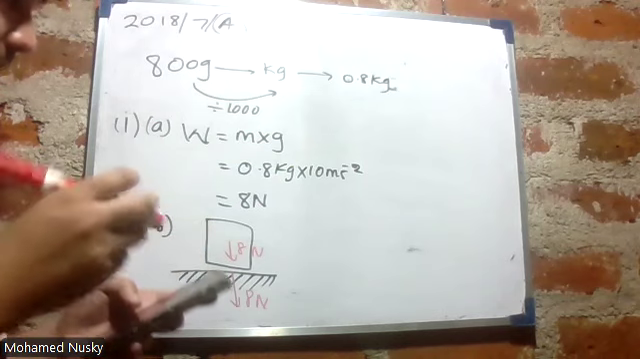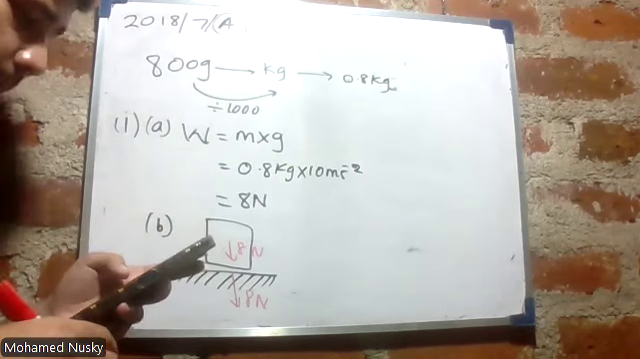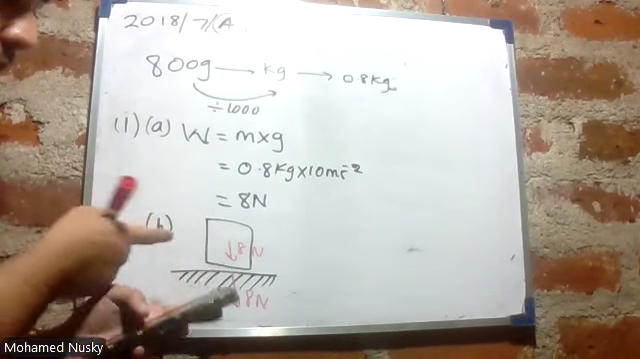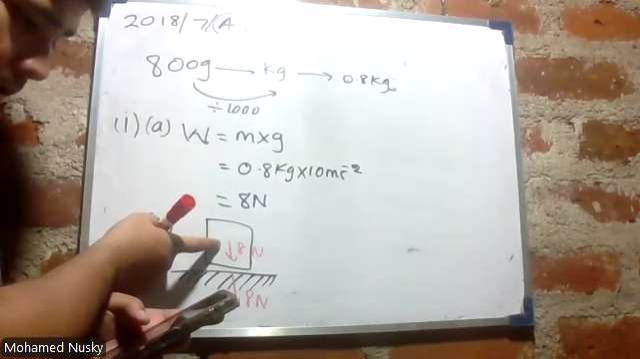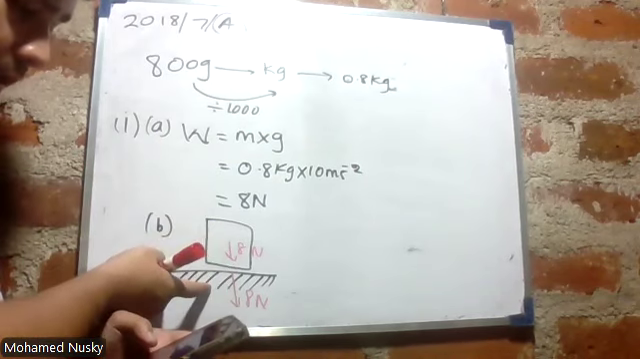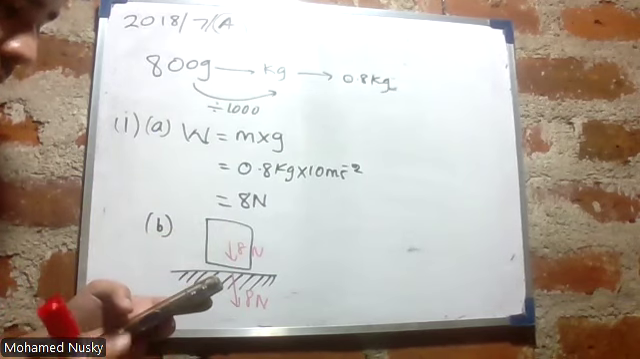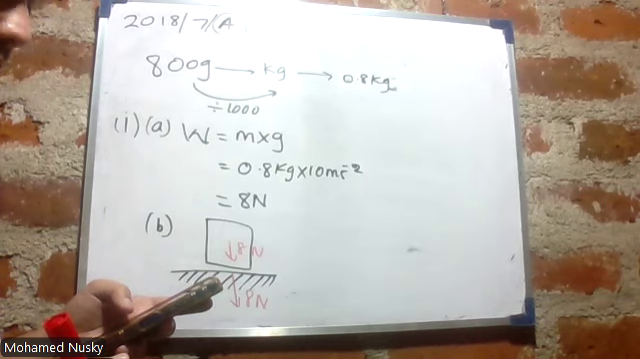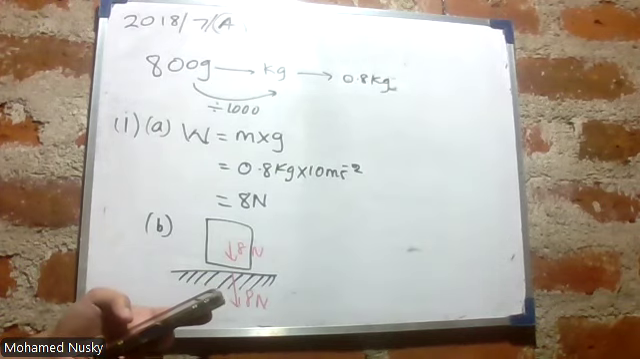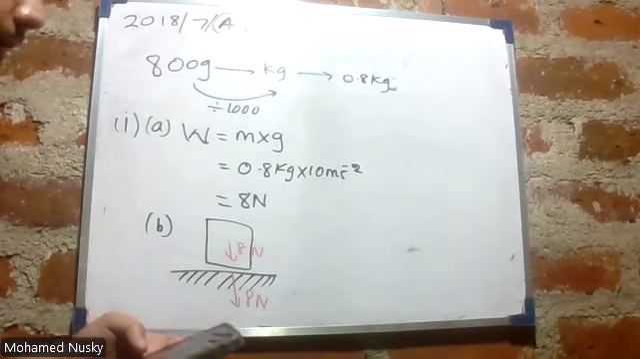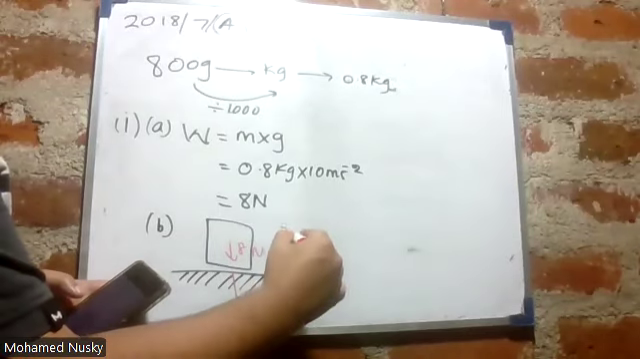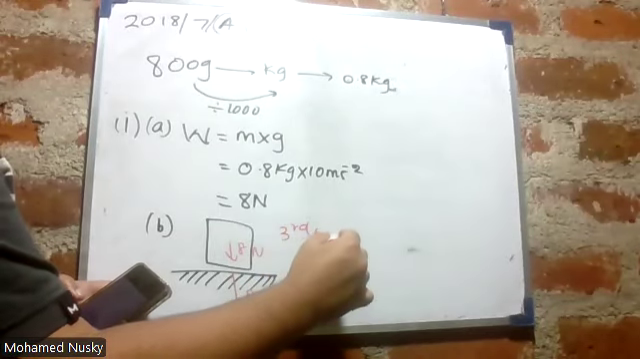And the B part, force exerted by the block of wood on the table is equal to weight of the block of wood. How much is the reaction exerted on the block of wood by the table? This is Newton's third law. This is according to Newton's third law.